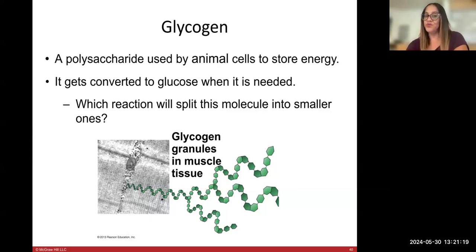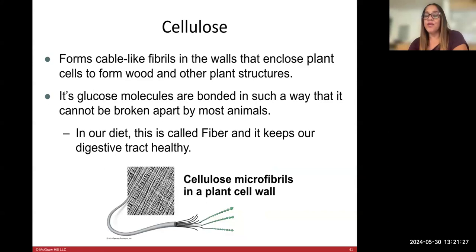So, which reaction will split this molecule into smaller ones? The dehydration or the hydrolysis? Cellulose forms cable-like fibrils in the walls that enclose plant cells to form wood and other plant structures. Its glucose molecules are bonded in such a way that it cannot be broken apart by most animals. We cannot digest this. In our diet, this is called fiber, and it keeps our digestive tract healthy.